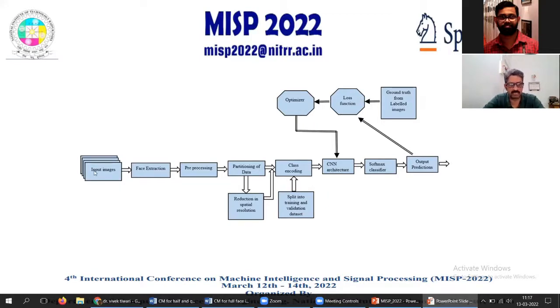So you have input images, we perform face extraction, we do pre-processing, we partition the data into half phase segments and quarter phase segments, we perform reduction in spatial resolution, we do class encoding, we split them into training and validation sets, and then we give them to the CNN architecture block, the three different architectures that we have discussed. We have a softmax classifier, we use a loss function and an optimizer, and this is the back propagation.